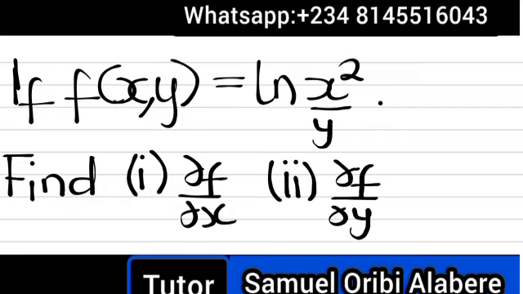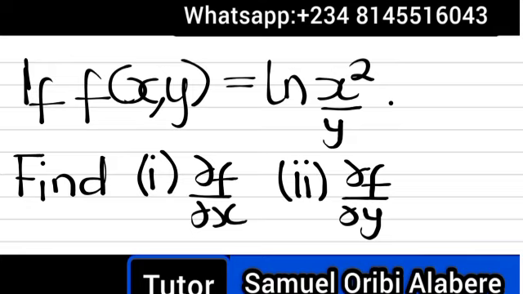So, today we are given a partial differentiation question that states: if f of x and y is equal to ln of x raised to power 2 all over y, we are expected to find the partial derivative of f with respect to x and then the partial derivative of f with respect to y.